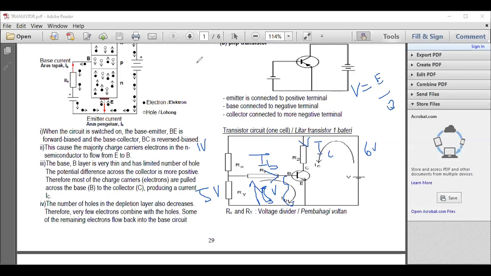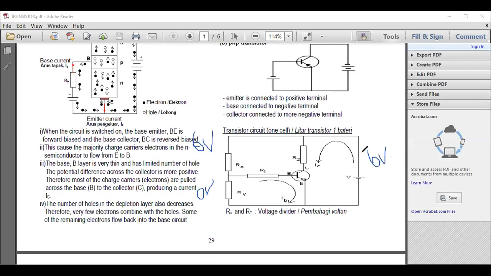Now what happens if the voltage here is 6 volt and here is 6 volt, because the battery is 6 volt in total? Your base voltage will be 0 volt, so there won't be any charges going to the base, meaning no base current. If there's no base current, there won't be any collector current. This we call the transistor switched off. Based on this, we can see that the transistor acts as an automatic switch.